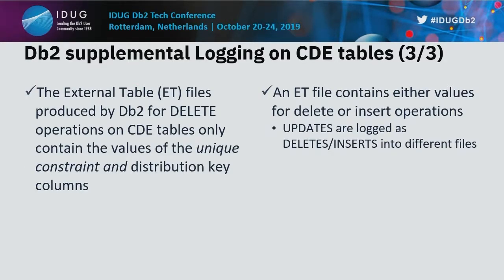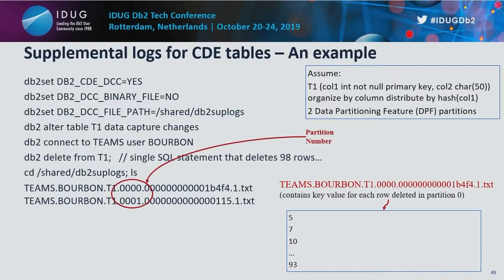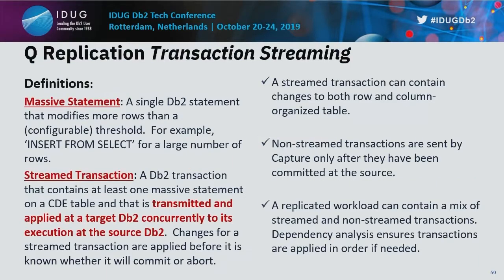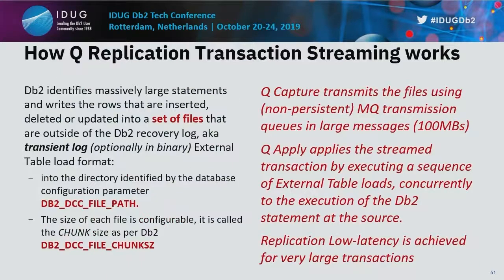Okay, so the format of the supplemental log is external table format. Here's an example. I turn on data capture change on the table, and then I delete from that table, and there were 98 rows in that table. I had 2 partitions in my database, so it will write 2 files with the rows. This is a delete. The key is the first column. So the file will contain the key for all the rows that were deleted. This is for partition 1, and I have another such file containing the keys for the rows deleted on partition 2.